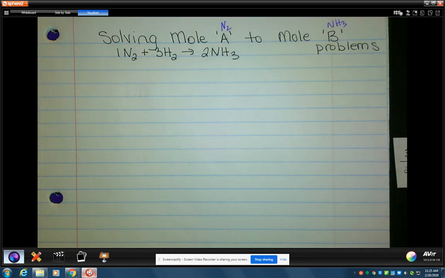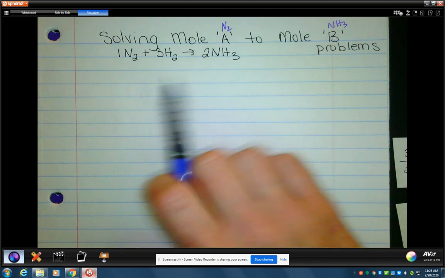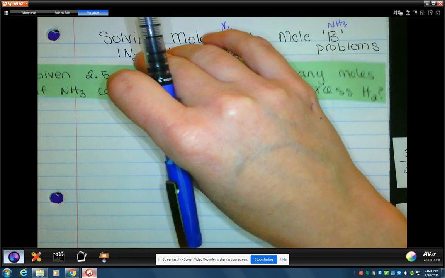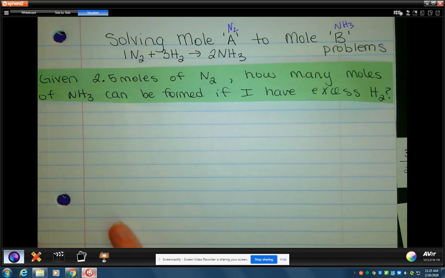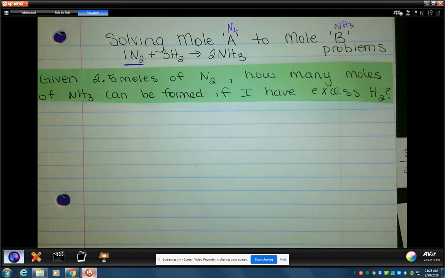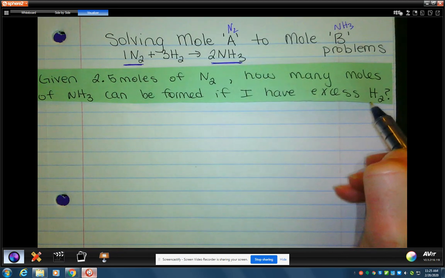So the first thing you're going to have to do when you're given a problem is to determine what you have and what you're looking for. This is the same equation that I did in a previous video, and we came up with all 6 of the ratios that are present. In this problem, we have to figure out which 2 substances we care about. So if you're given 2.5 moles of nitrogen, that's that one, how many moles of NH3 can be formed? That's this one. If I have excess H2.